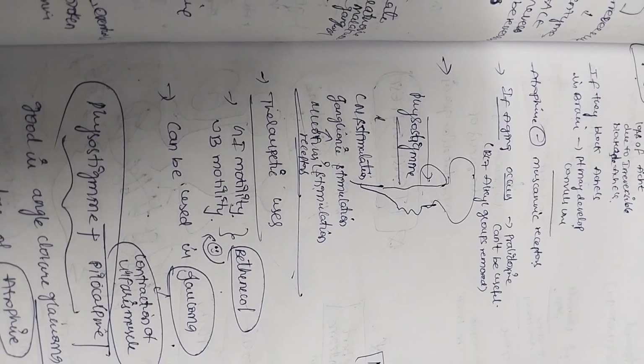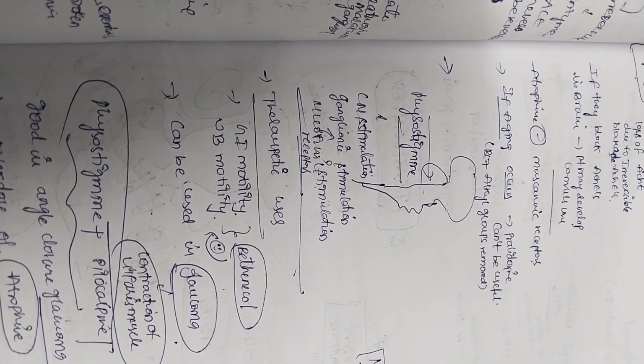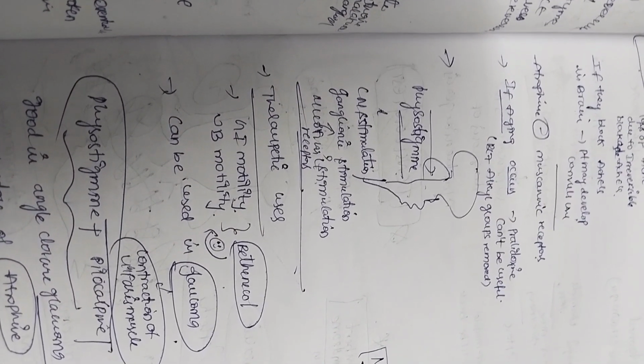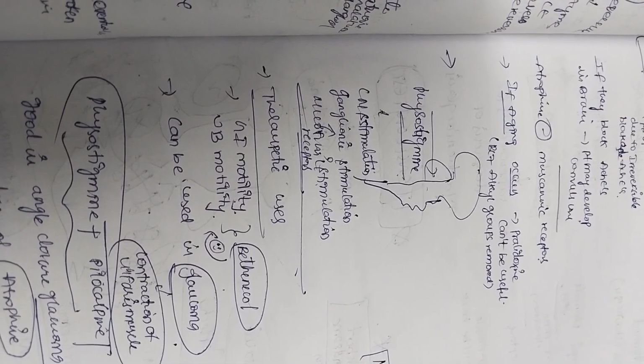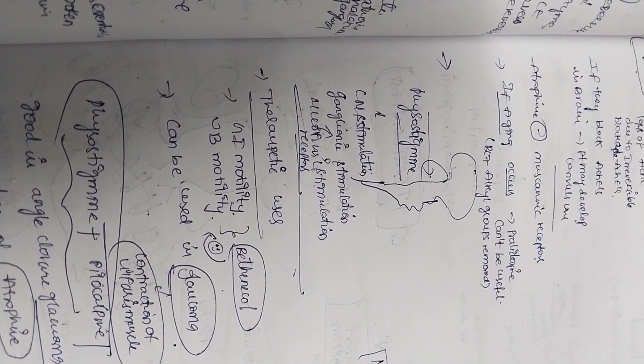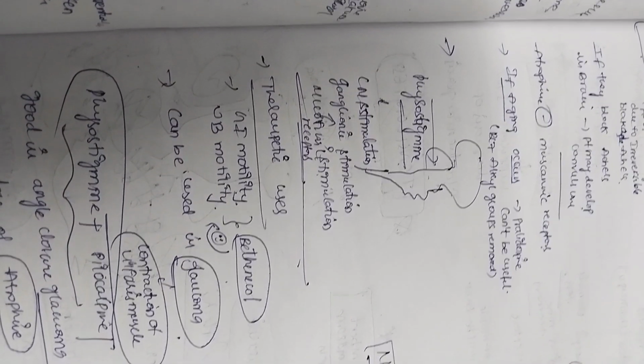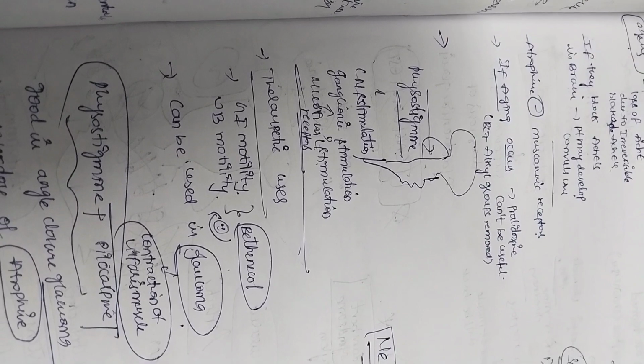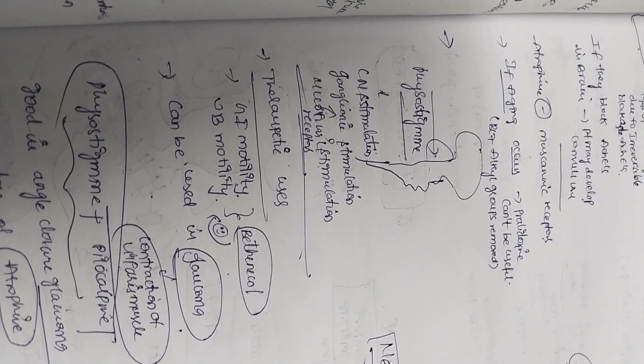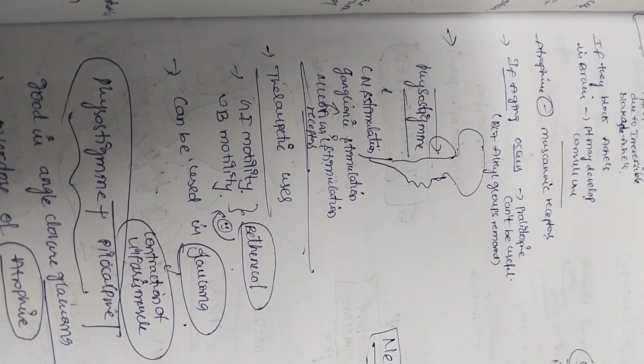If aging of the acetylcholinesterase occurs, pralidoxime can't be useful because the alkyl groups are already removed. If alkyl groups are there, we can use pralidoxime; it is very useful. If aging occurs, there will be no alkyl group, so how can it act? Pralidoxime can't act. It is useless.